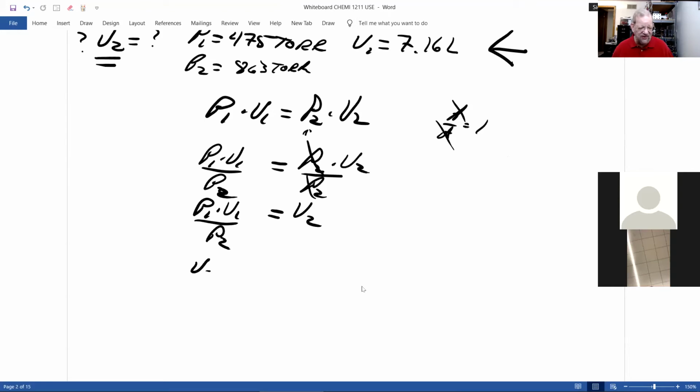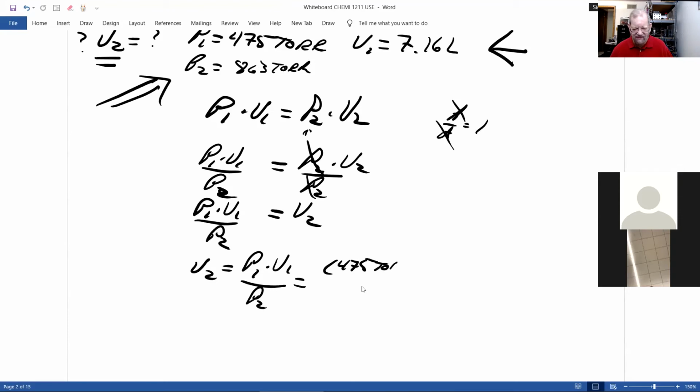Now, I like to rewrite this. You don't have to, but I will, because good habits I don't change. Never. And now, since we took the time up here, we know P1 is 475 torr. V1 is 7.16 liters. And P2, if we look right here, we took the time to figure that out, is 863 torr.